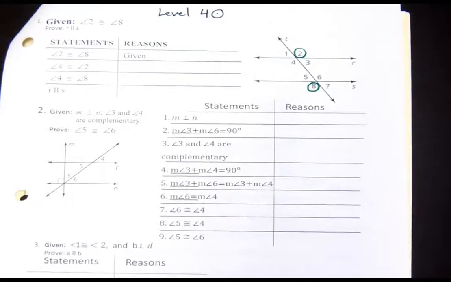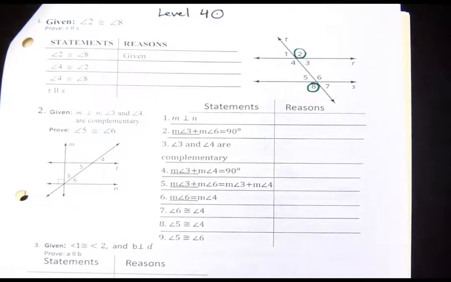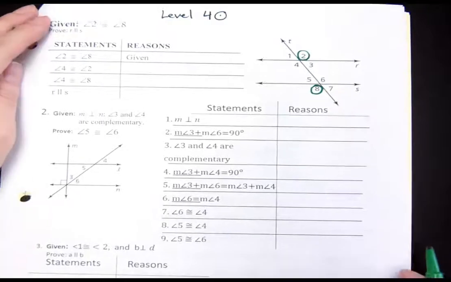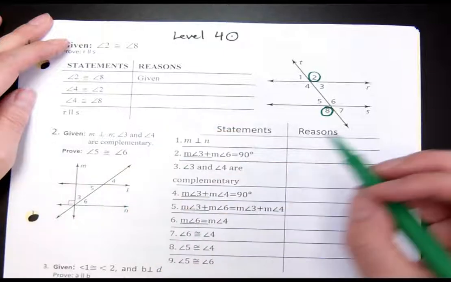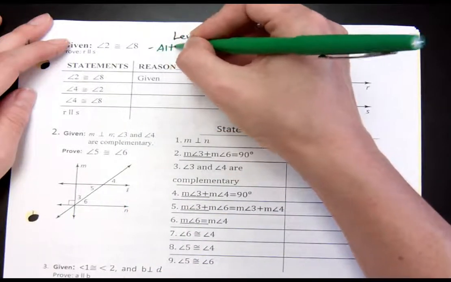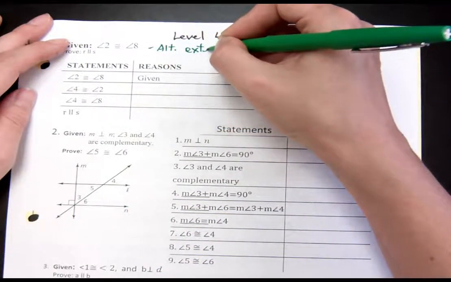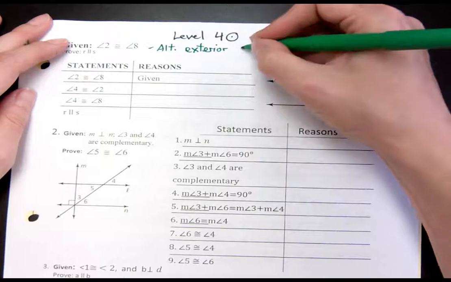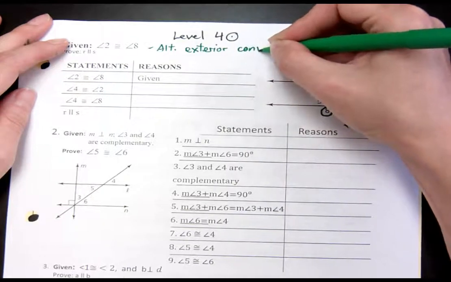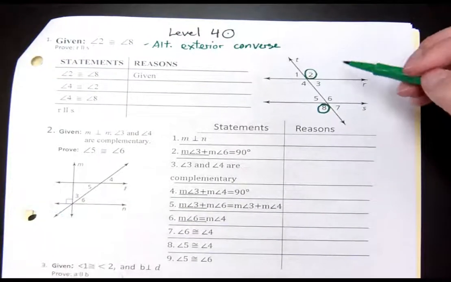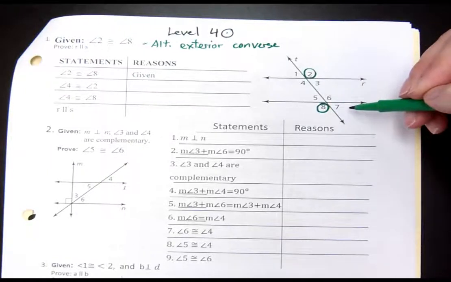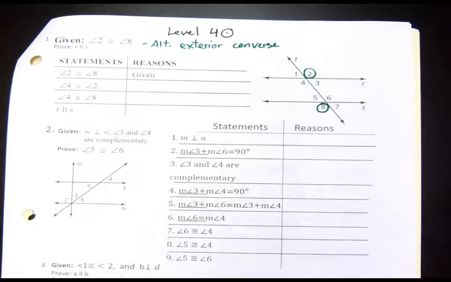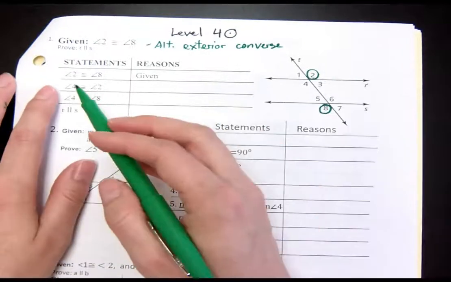Why would 2 and 8 be congruent? Because they're alternate exterior. So if it didn't want us to go through this whole method, we could just say, well, these are alternate exterior angles. And then the converse proves if alternate exterior angles are congruent, then the lines have to be parallel. Okay? But they want us to recognize a few angle pairs first.